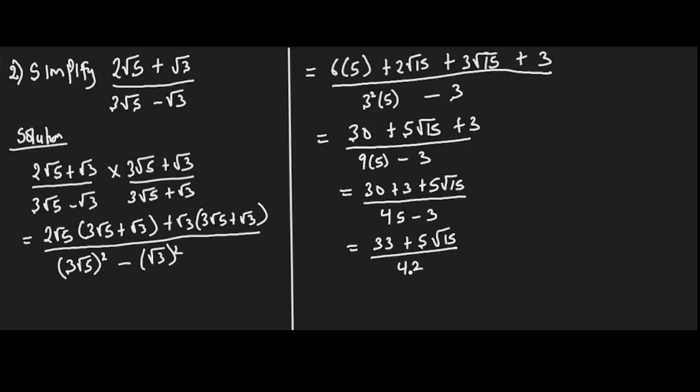Now this is our final answer, but check, root 15 is in its basic form. Yes, we cannot simplify further because you cannot split 15 to have a perfect square and a non-perfect square. So that means we have simplified this. This is now going to be our final answer. So we have come to the end of the topic Surds.